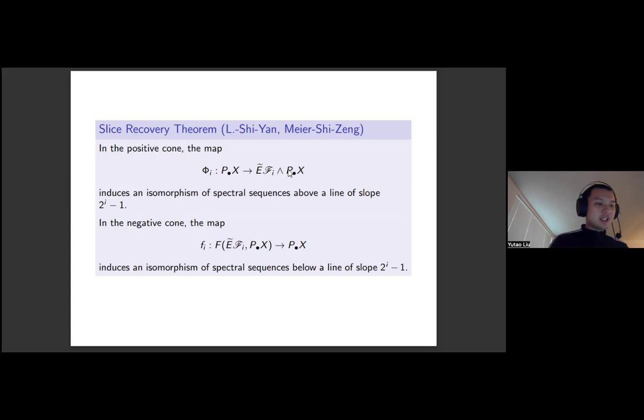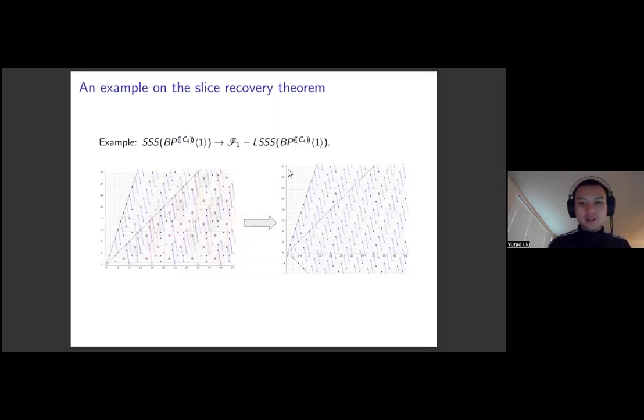Well, I'm going to give you several graphs to explain this theorem. So here is one example. It is a graph on the positive cone. It is the slice spectral sequence of BP_{C_4}^{<1>}, the left graph. The right graph is the localized slice spectral sequence for the family F_1. As you can see, they are isomorphic above the line with slope 1. So the line in the middle has slope 1. You can see everything behaves the same above it. Below the line, there might be some differences between the two graphs.